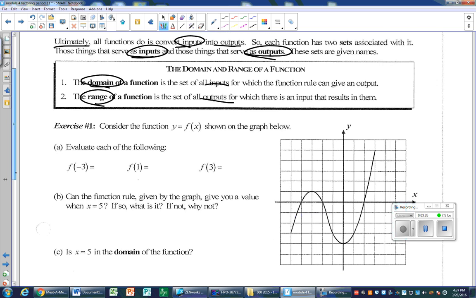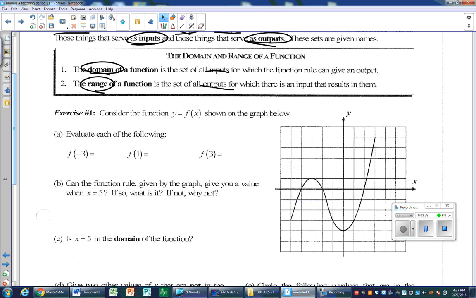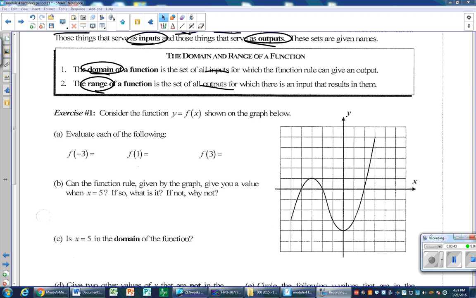Now, a lot of times data is given to us in many different forms. So consider this function here, y equals f of x, shown on the graph there. Evaluate each of the following. Do you notice something a little unusual about the graph? Well, we'll get to that in a few minutes. Evaluate the following. What is f of -3? What is the function value at -3?